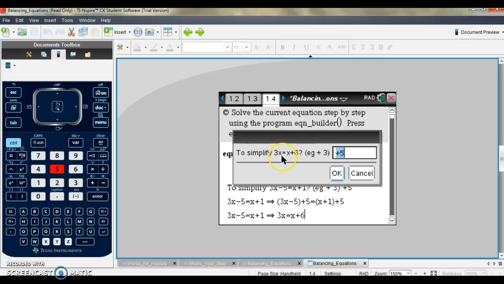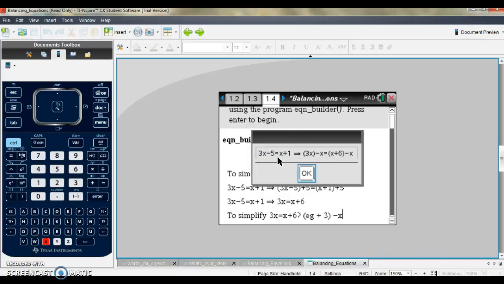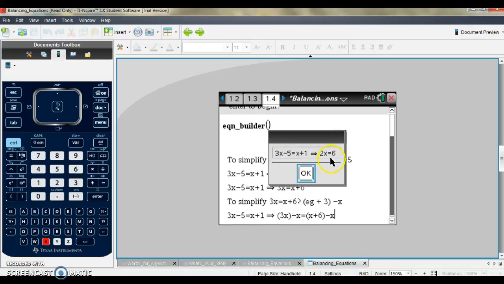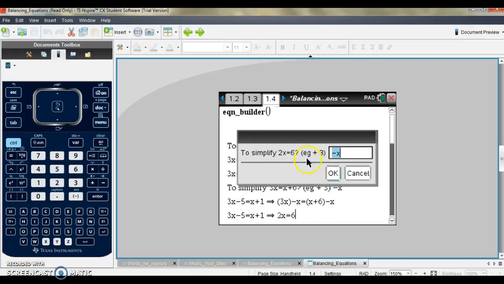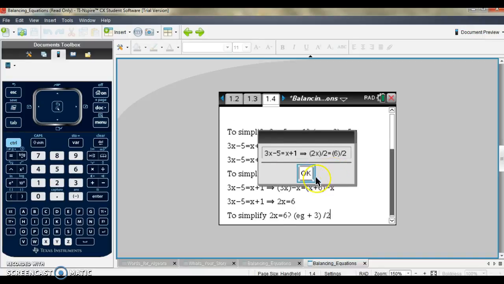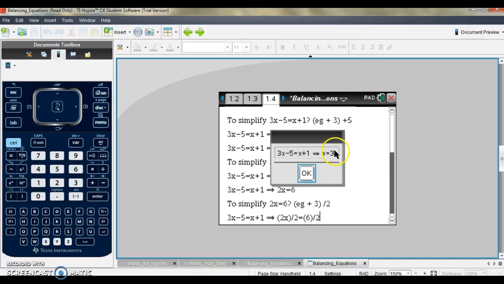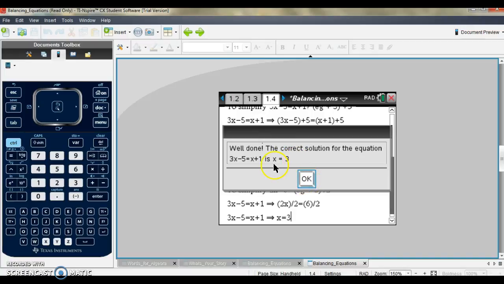So the next step, in order to get the x's isolated, is we want to minus x from the right side to the left side. So we want to minus x. Okay? And it's going to simplify it to 2x equals 6. So our last step to get x by itself is divide by 2. And x is equal to 3, which we found as the same value when we intersected the lines on the graphing page previous.